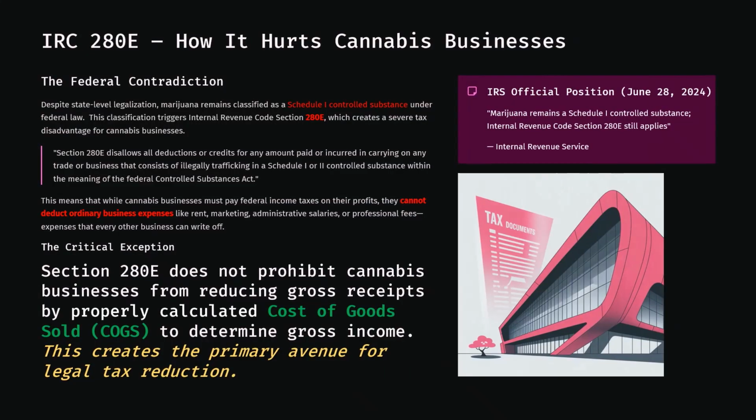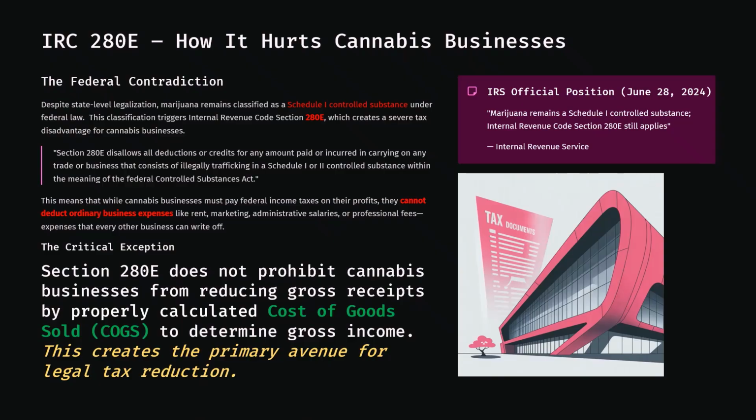Let's talk about something that's causing a tremendous amount of heartburn in the cannabis industry, and that's 280E. 280E is a part of the U.S. tax code that was originally created in the 1980s to go after illegal drug traffickers. It basically says that if you're trafficking in a Schedule I or Schedule II controlled substance, you can't deduct your normal business expenses on your federal taxes. That means rent, salaries, marketing, utilities, gone, non-deductible.